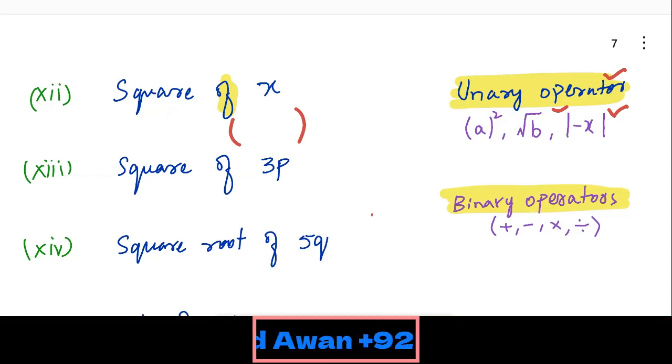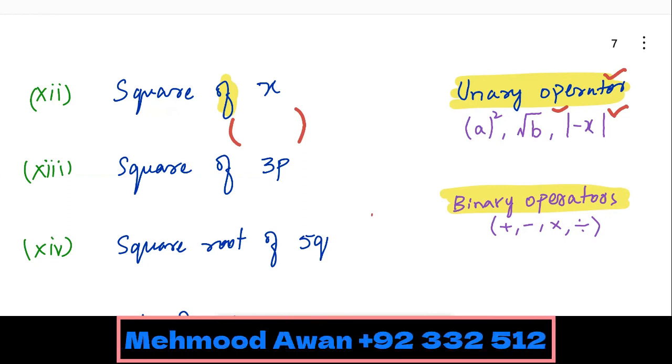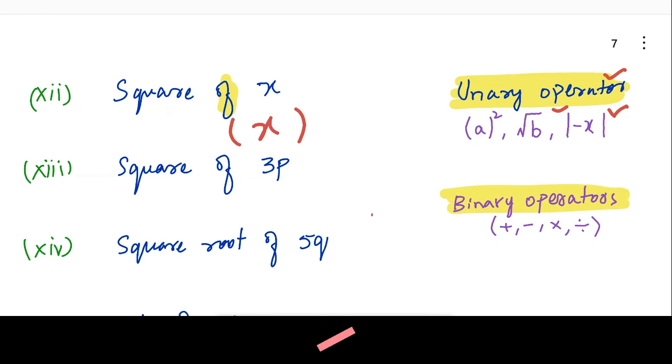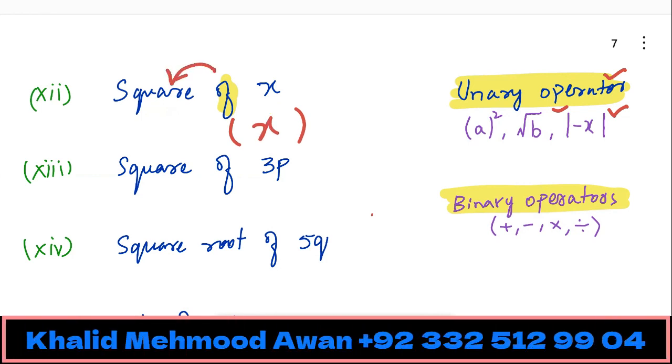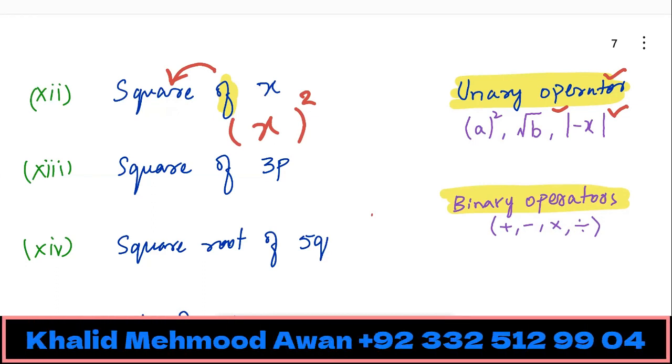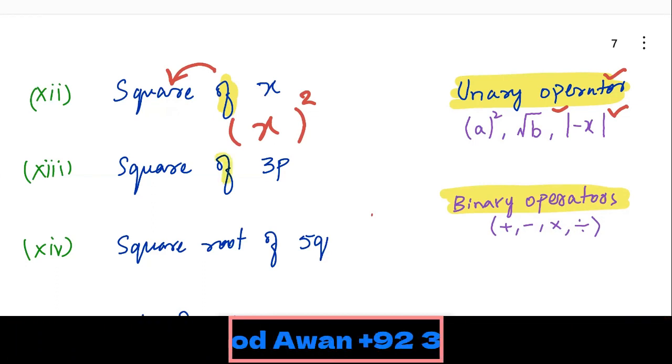So it will be automatically adjusted. So now what we'll do, square of x means of a bracket, and inside there is the variable x, and then what we have to do is square. So we'll be putting a square on it. Now the next one is the square of 3p.